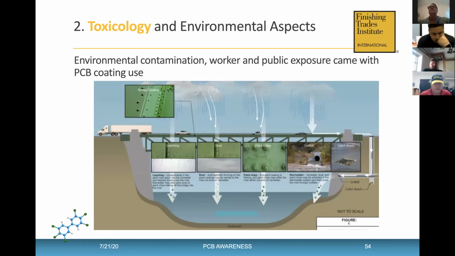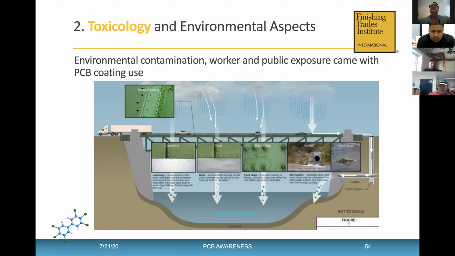So environmental contamination, worker and public exposure, can happen in a couple of different ways. Here's an example of a coating on a bridge that's laden with PCBs. It can leach off of that coating, right? Basically the water is running onto that surface, onto that coating, and it's dissolving very small amounts, but it happens day after day after day. So it's dissolving that chemical, and that's getting into the environment that way. So it can happen by leaching.